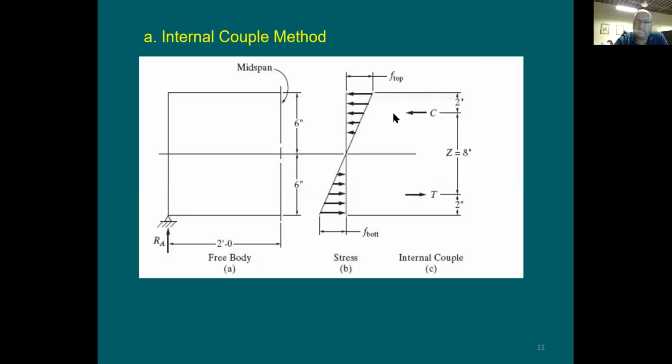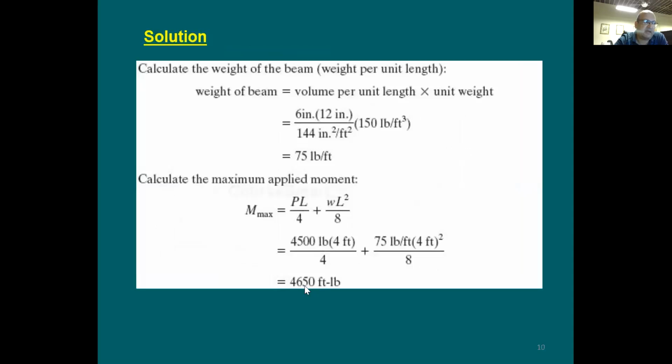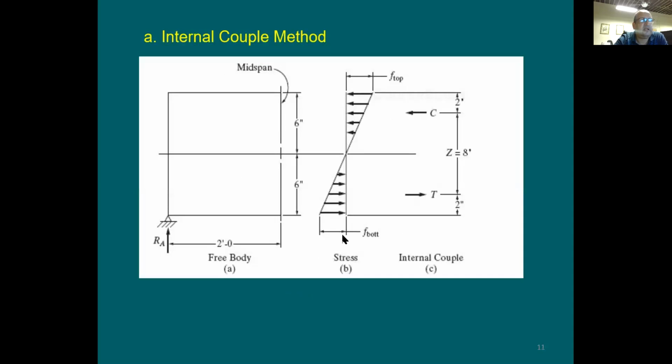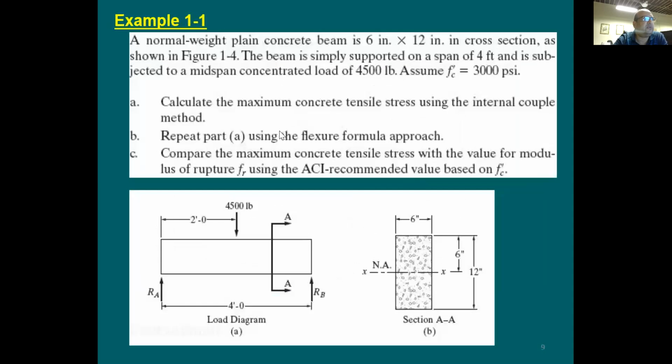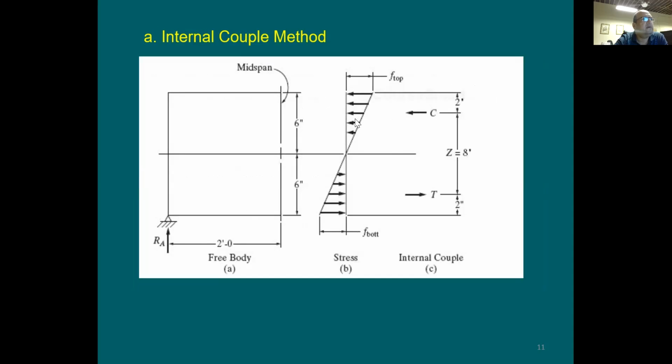How's that? I said external moment is going to be the same as the internal moment. External moment is given here, just calculated. Internal moment is going to be C or T multiplied by Z. So I'm good. I was able to figure out the tension force or compression force. I'm going to take you back one slide just to read what is needed here. It says calculate the maximum concrete tensile stress using the internal couple method. Internal couple method, right? Let me move you forward here.